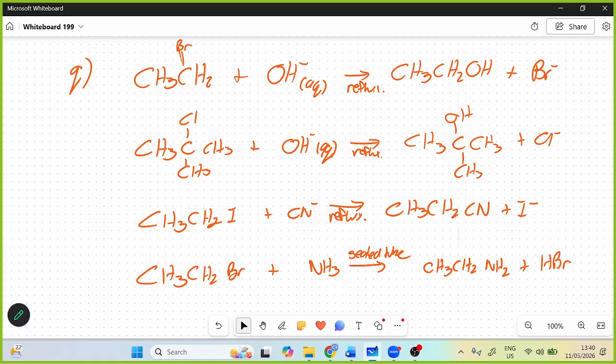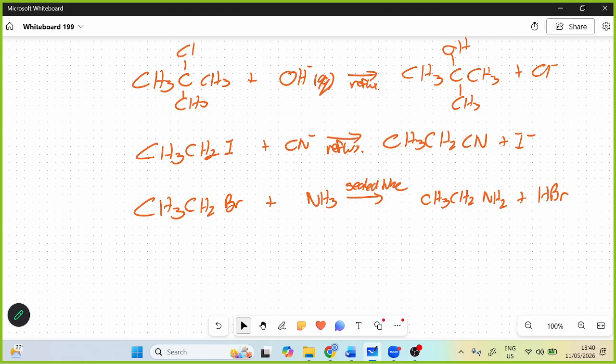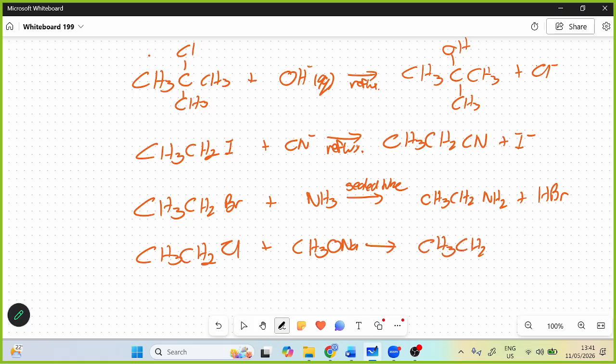And if I have a methoxide, so if I have an alkoxide, an alcohol that has lost a hydrogen or an H plus, I would be able to form ethers and that would also give an alkyl chloride.